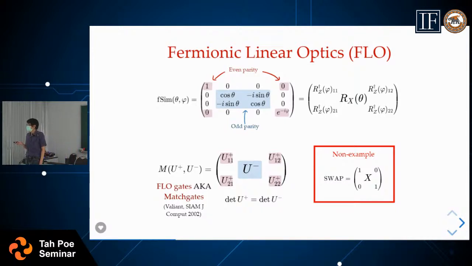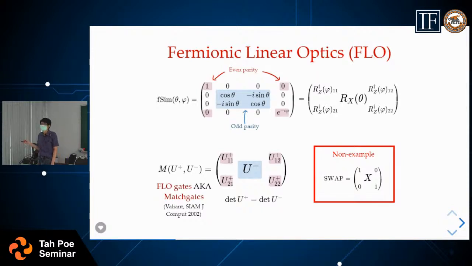And in addition, if you have the restriction that the determinants of these two unitaries are the same, then you get something called the matchgates, or the fermionic linear optics gates. All right, so the restriction here is a bit of a mystery at this point. But what kind of thing does this restriction limit us from doing?